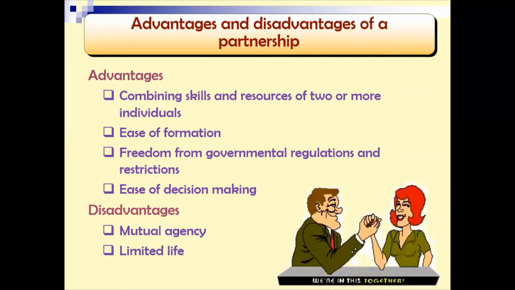Limited life. A partnership can easily be dissolved by just the death of one partner or admitting a new partner. Unlimited liability. Partners are responsible for the liabilities of the partnership, in such a situation that if the partnership cannot settle all its creditors, then the partners will be called upon to settle such creditors from their own individual assets.